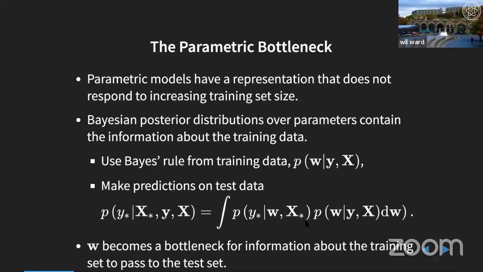Just a quick question. Is the bottleneck also applicable in the case of non-independent training data? Like when the likelihood does not factor over the data points? Yeah, absolutely. That's a great question, Will. If the likelihood doesn't factor over data points, that just means that when you compute this posterior, you're dealing with non-factorized likelihoods.